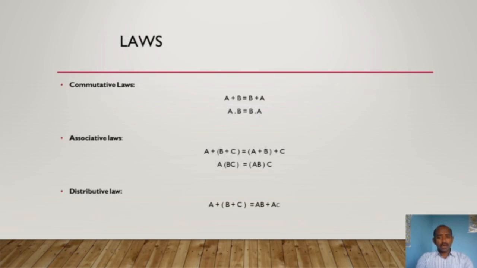And there are some laws in Boolean algebra. The first one is the commutative law: a plus b is equal to b plus a, and a dot b is equal to b dot a. The associative law: a plus b plus c is equal to a plus b plus c. The distributive law says that a dot b plus c is equal to ab plus ac. We are multiplying there, so that is not plus, it is dot.